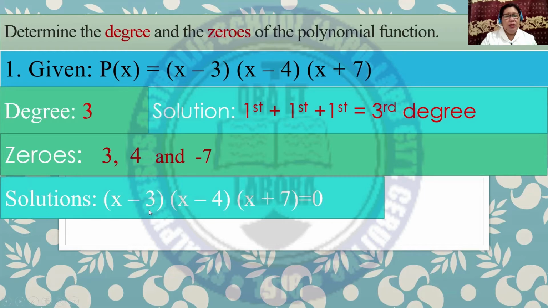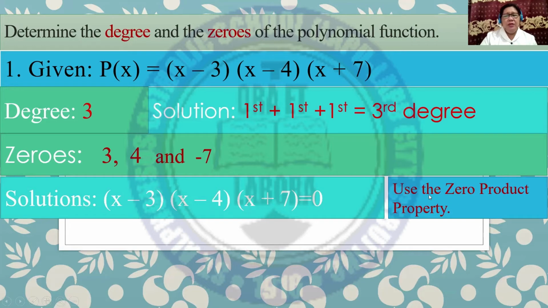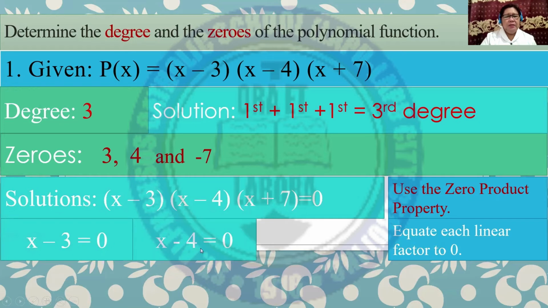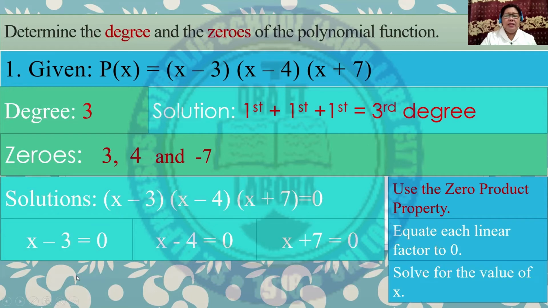For the solutions, you have to equate the binomial factors to 0. All you have to do is to use the zero product property, which means equate each linear factor to 0. The first linear factor is x minus 3. Equate to 0. The second linear factor is x minus 4. Equate this to 0. The third linear factor is x plus 7. Equate this to 0. And then solve for the value of x.